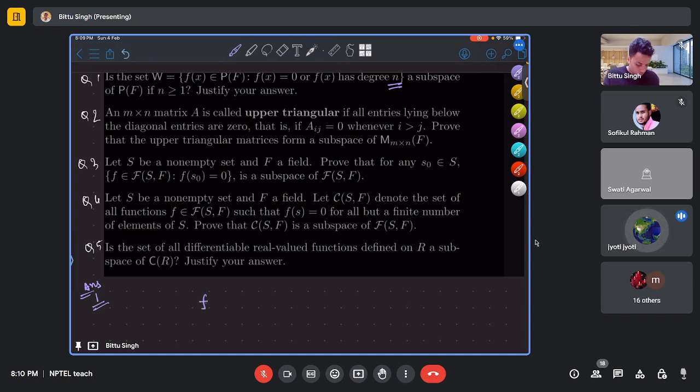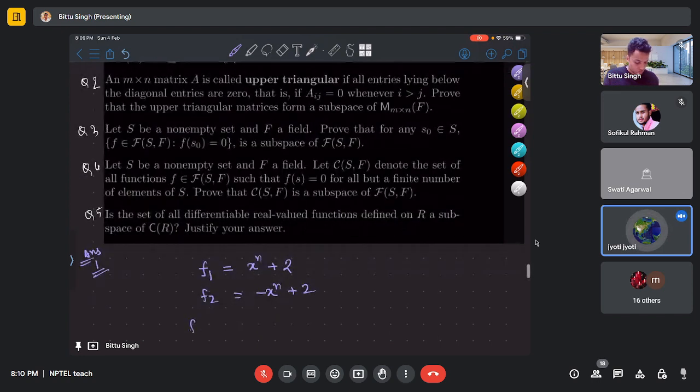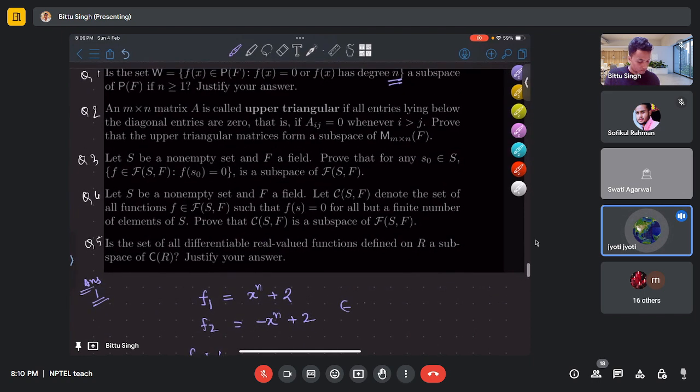Okay, sir. In this case we can say x raised to power n, and in another case we can take minus x raised to power n, so that this part will be cancelled out, and the remaining part may be of degree n minus one or maybe less than that.